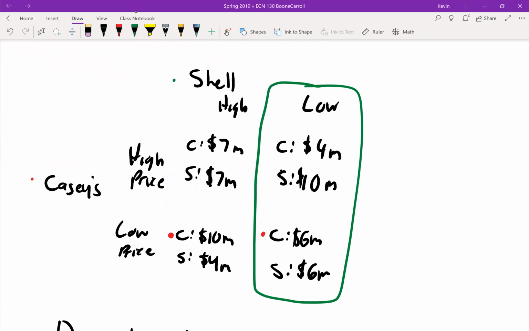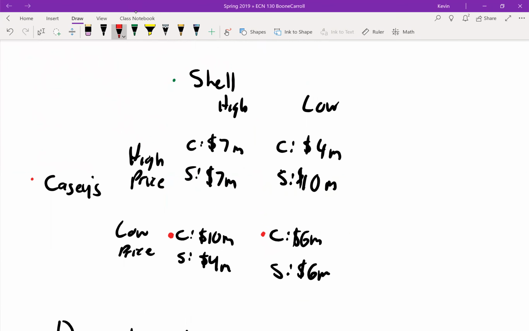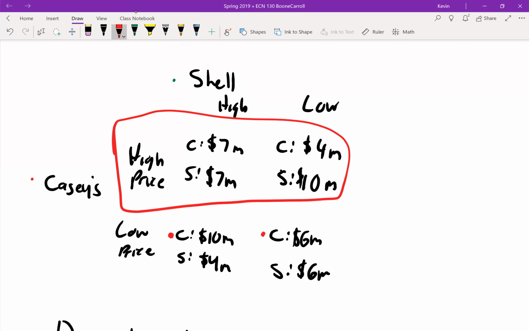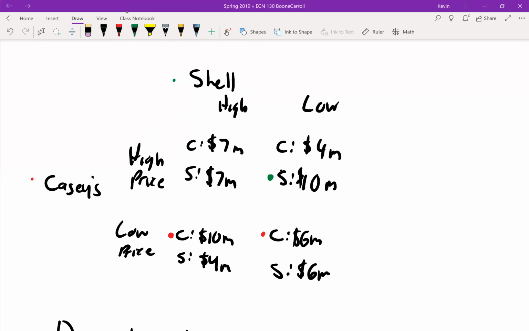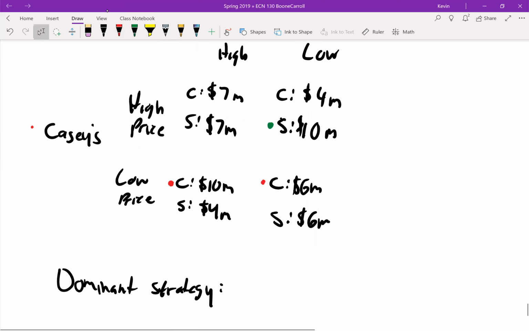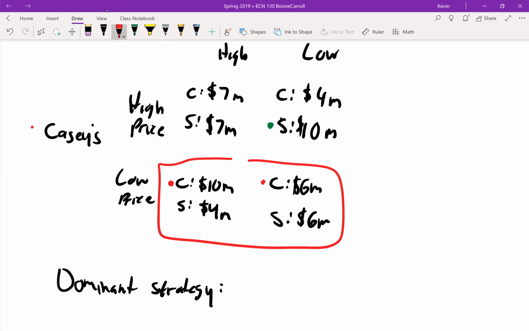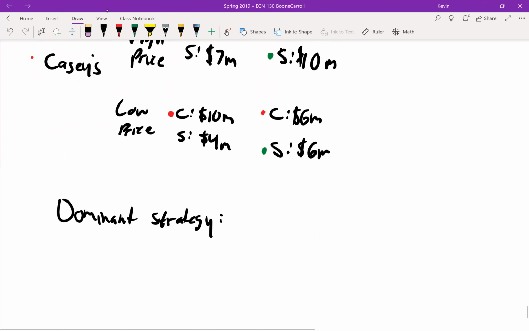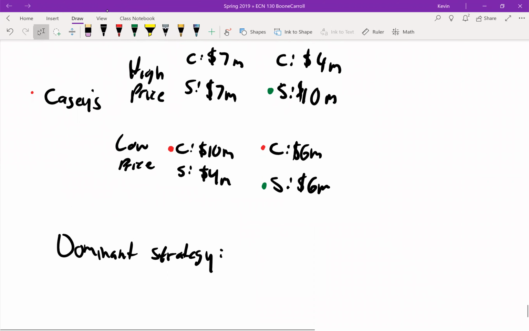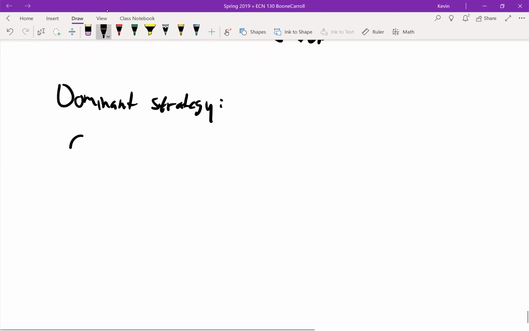Now, for Shell, if we know that Casey's is going to go high, we have a choice of either 7 or 10 million, in which case we will pick that $10 million. And similarly, if we know that Casey's is going to go low, we have a choice of either $4 or $6 million, in which case we take the $6 million. So to find the dominant strategy, we can just look for a row for Casey's or a column for Shell. For Casey's, their dominant strategy is to charge a low price.